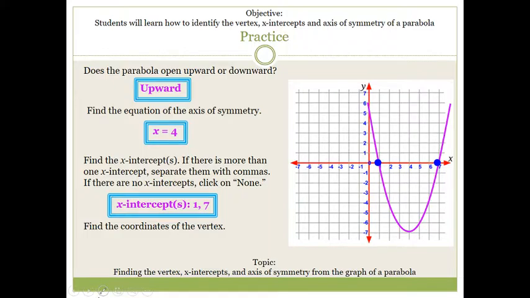And finally, let's find the coordinate of the vertex. Remember, we write that as an ordered pair. Always the x-coordinate first, then the y. So here's the vertex I'm looking at right here, and the x-coordinate there is at 4. And the y value associated with that is at -7. So we'll say that it's at 4, -7.